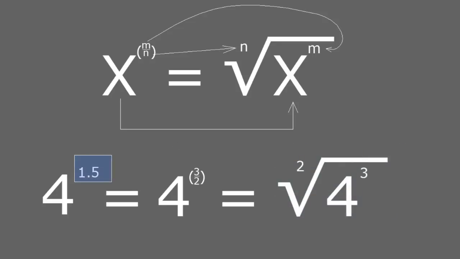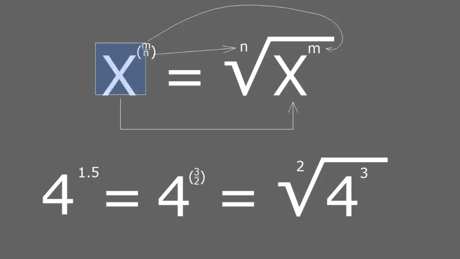So 1.5 equals 3 over 2. The fraction 3 divided by 2, or 3 over 2, is exactly the same thing as 1.5. So we use 4 with an exponent equal to 3 over 2.